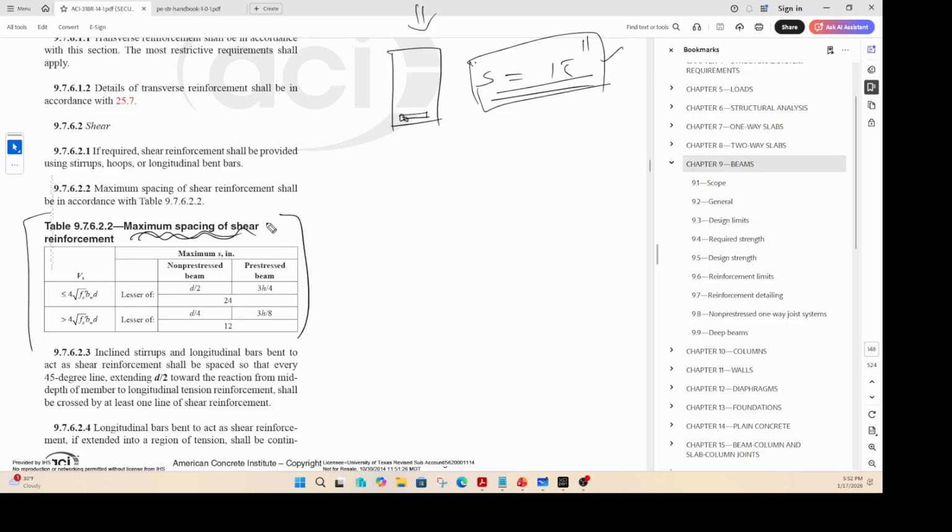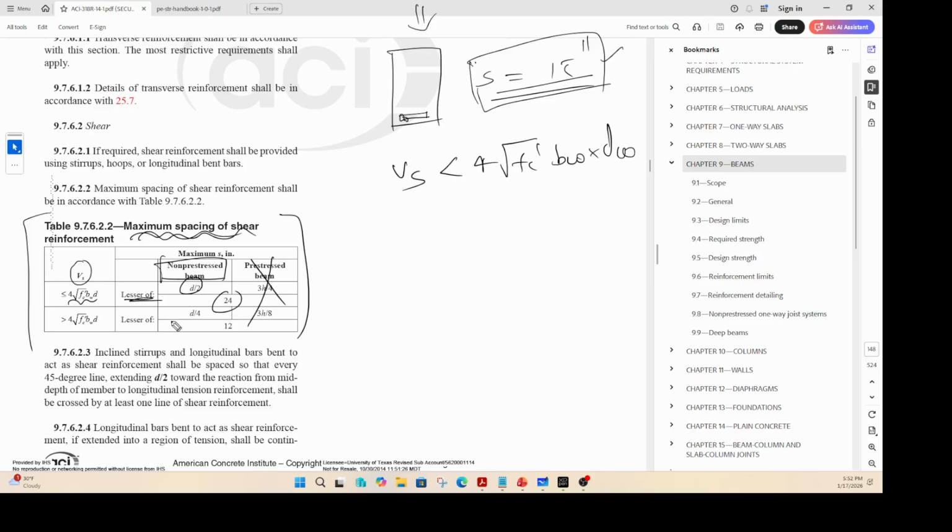Maximum shear spacing allowed depends upon your Vs and this particular value. If your Vs value is less than 4 times root Fc prime Bw into dw, then you get into here. You find out for a non-pre-stressed beam. We are not talking about this today. Non-pre-stressed beam, it is the lesser of d by 2 and 24.